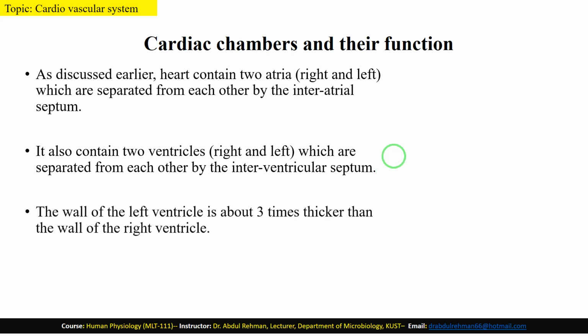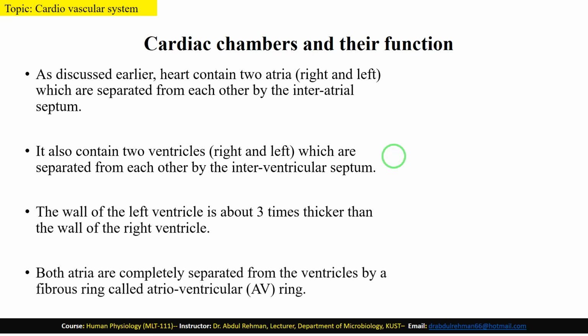And the wall of the left ventricle is about 3 times thicker than the wall of the right ventricle. Why? What is the reason behind this? Because the left ventricle is the powerful side of the heart and it pumps blood to the systemic circulation. That's why the thickness of the left ventricle is more as compared to the right ventricle.